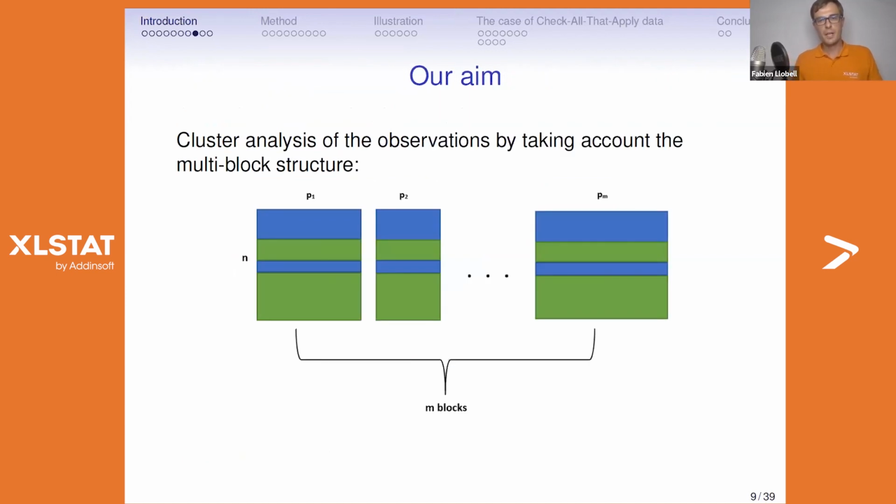But our aim here is the cluster analysis of observations by taking into account the multi-block structure. So we have the same observations for each of the blocks, so we can make a cluster analysis of these observations.